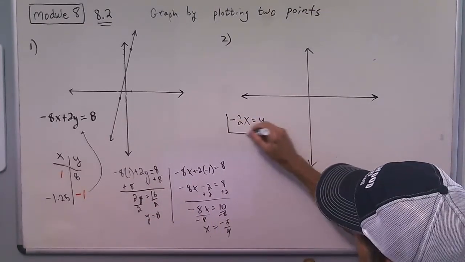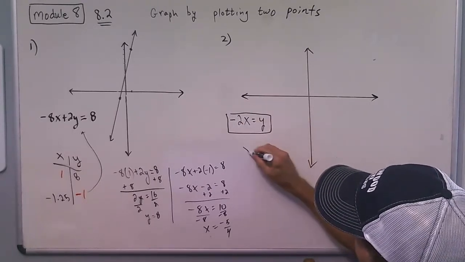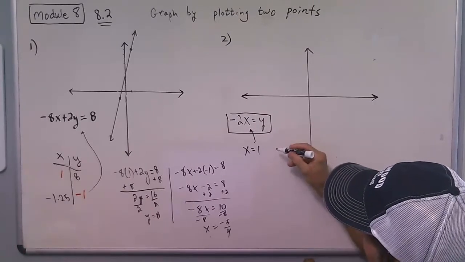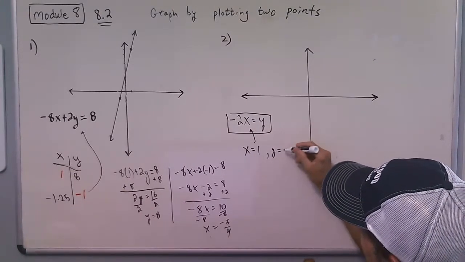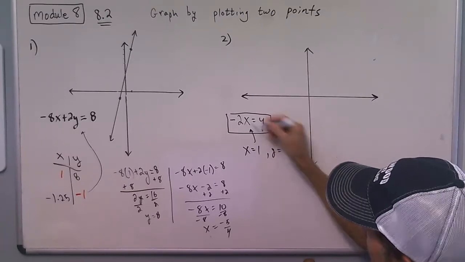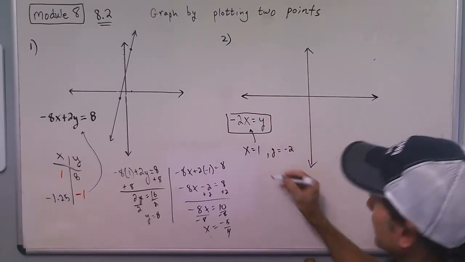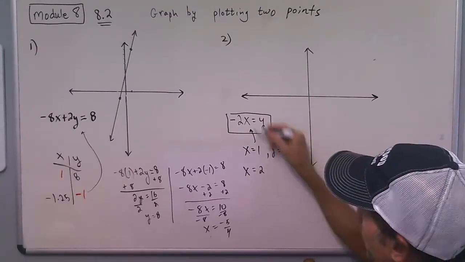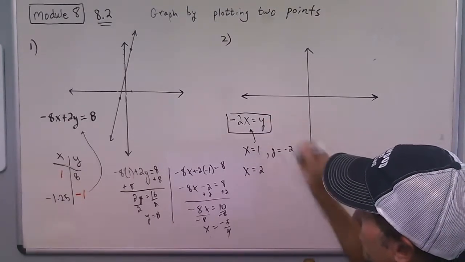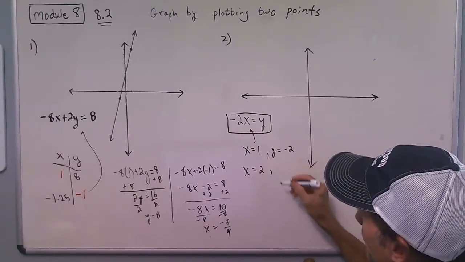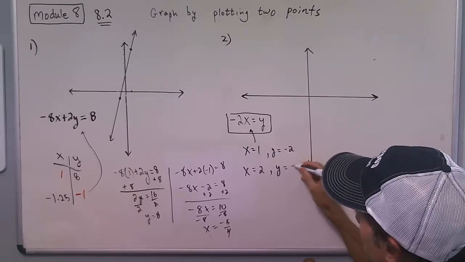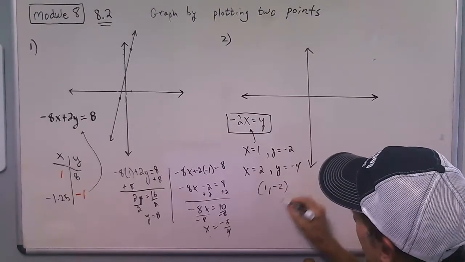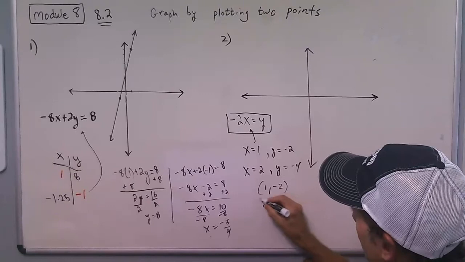This one's going to be a little bit easier here. If we pick x equals 1 and just put that in there, we would get y equals negative 2, because 1 times negative 2 is negative 2. And then we could say, well, what happens when x equals, we'll just say 2. We put x equals 2 in there. 2 times negative 2 is negative 4. Okay, so we get our 2 points, 1, negative 2, and 2, negative 4.